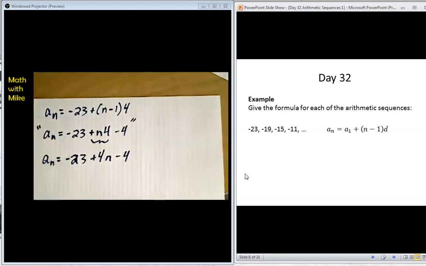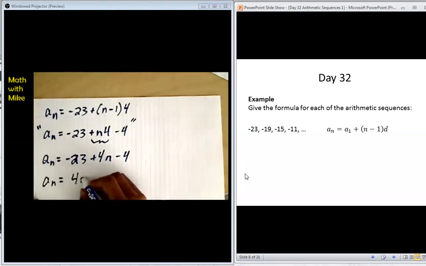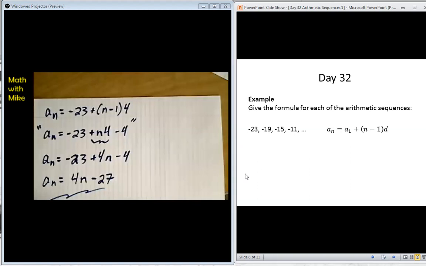Now, $1 million question. What's the final answer going to be? 4n, not 92. It's not multiplying. Minus 27? It is. Okay, it is minus 27. So that's our formula there, all right? That's the general simplified formula for this pattern.